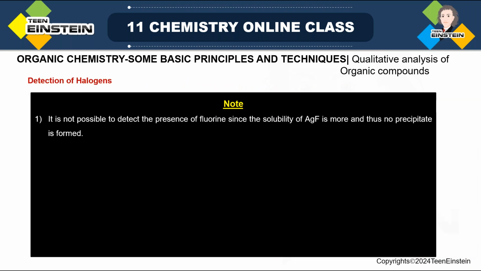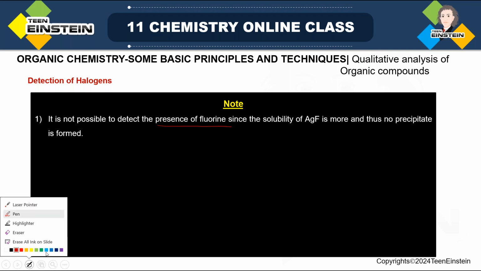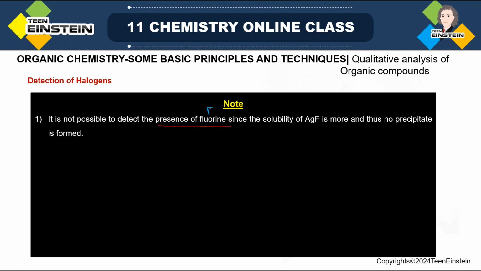Now, some important notes during the experiment of detection of halogens. It is not possible to detect the presence of fluorine, because in whatever we have learned in the previous section, you have not seen any test for fluorine. So it is not for fluorine.